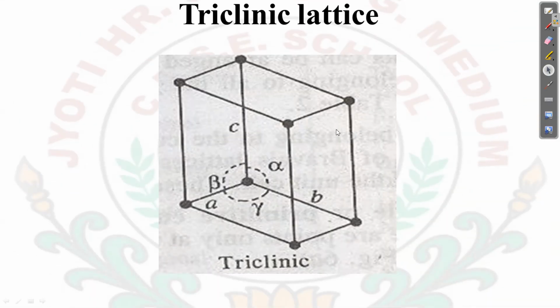Next is the triclinic lattice, where a is not equal to b is not equal to c, all three edge lengths are different, but the angles between them are 90 degrees. This is the triclinic lattice, and only one simple cell will be present in this type.